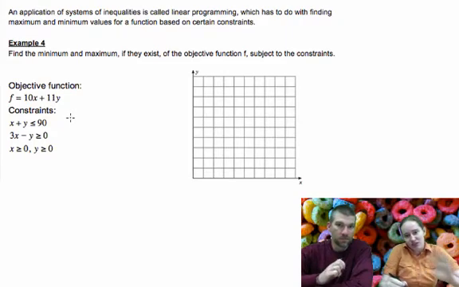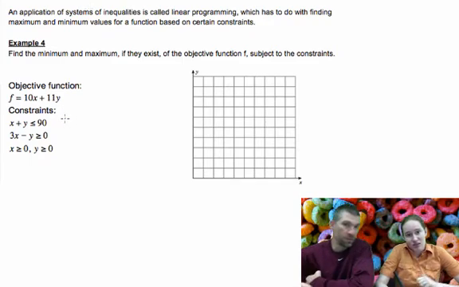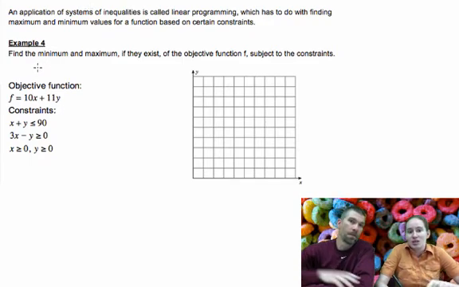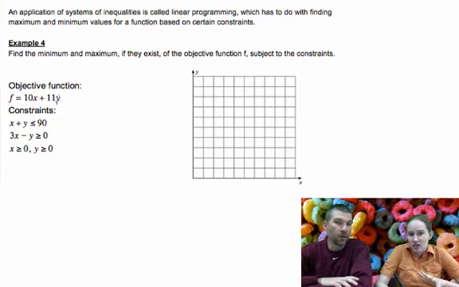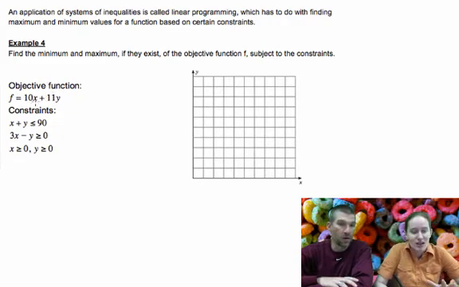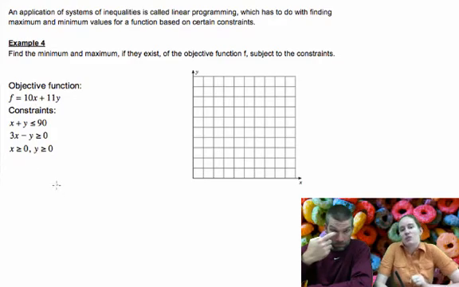So this is a basic problem already set up for us, and then we'll look at a word problem. It asks us to find the minimum and maximum, if they exist, of the objective function f subject to the following constraints. So basically, all that gibberish means solve it out. The objective function you do not graph. You just take the rest of these inequalities and graph them.